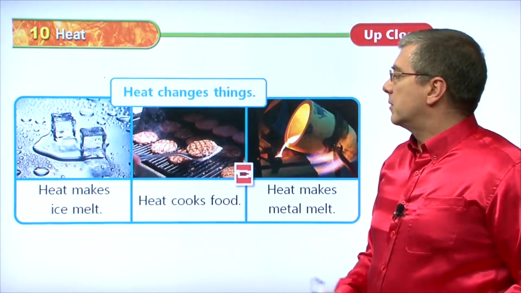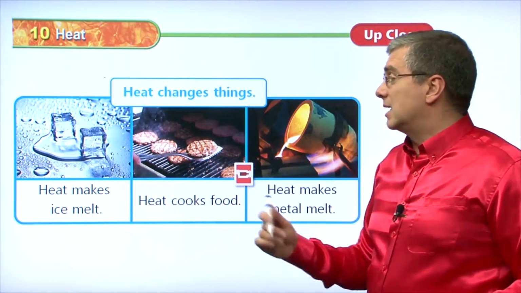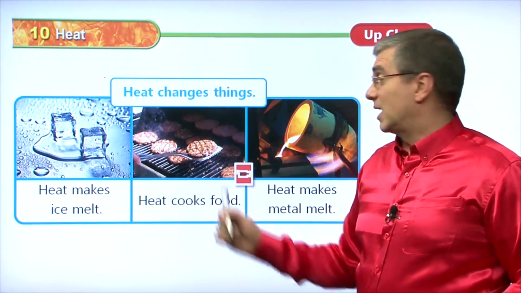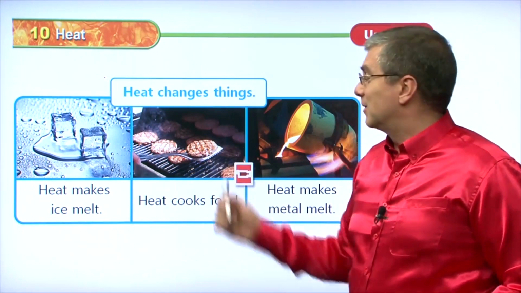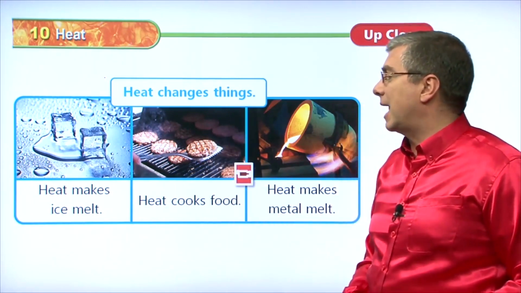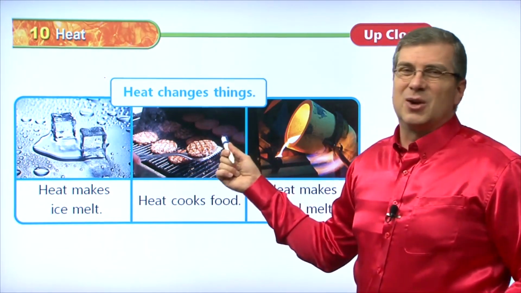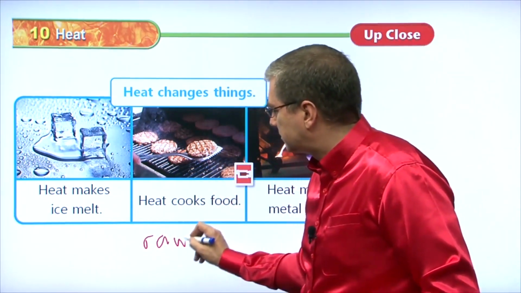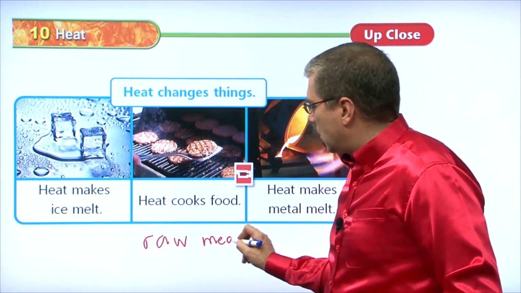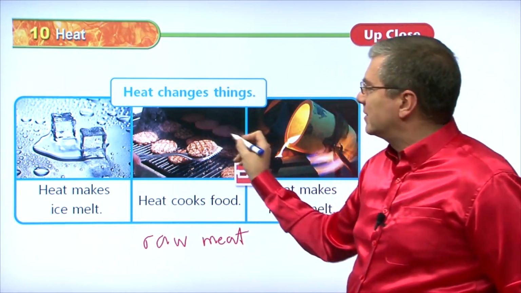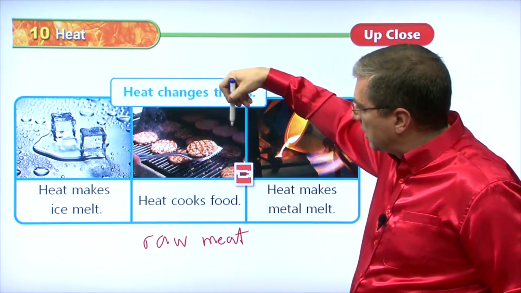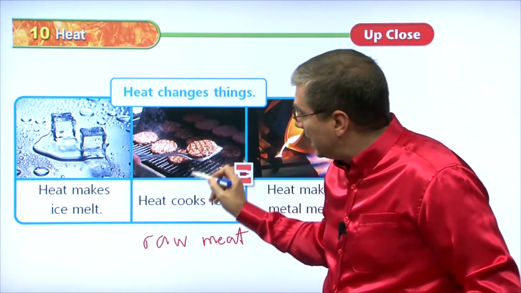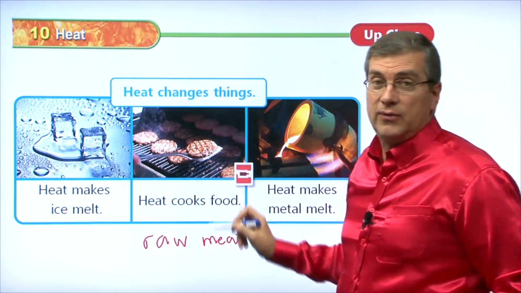Okay. So the next thing heat can do, heat cooks food. Are you hungry? We've got some hamburger patties here. We've got some hamburgers. Looks like somebody's cooking hamburgers. We don't want to eat the raw meat, right? Raw meat is the cold meat. It hasn't been cooked. That's this meat up here. This is cooked meat. That's what we want to eat. We want to use heat to cook our food.